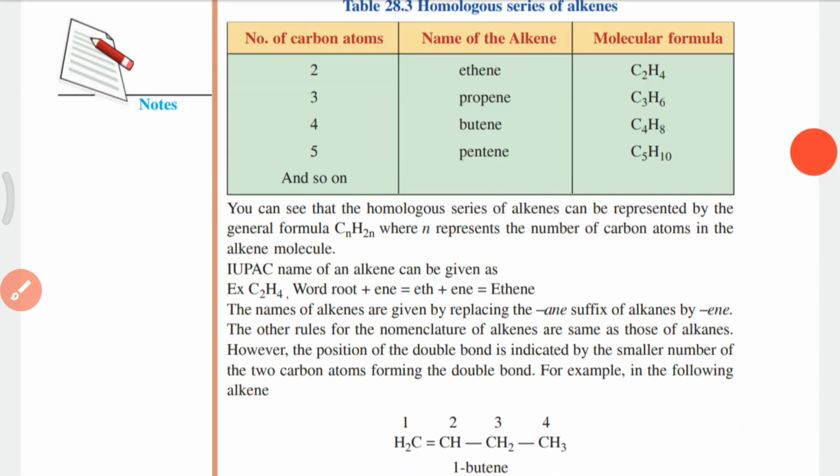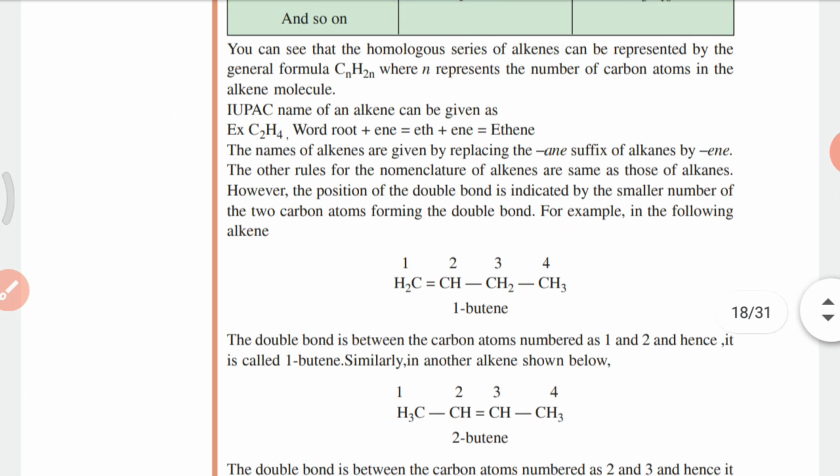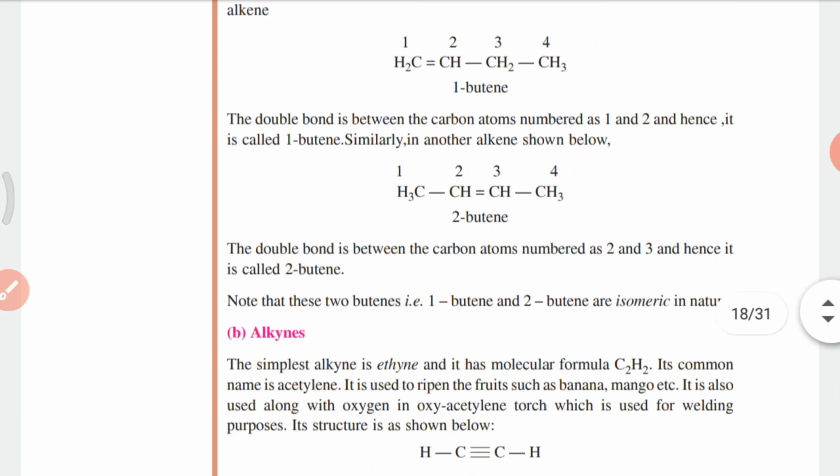The IUPAC name of an alkene can be given as word root plus ENE. That means ethene, for example, butene, pentene, hexene, etc. We can indicate the double bonds by number. For example, 1-butene, because the double bond is attached to the first carbon atom with the second carbon atom. If the double bond is second to third, it is 2-butene. If the double bond is third to fourth, it is 3-butene, etc.